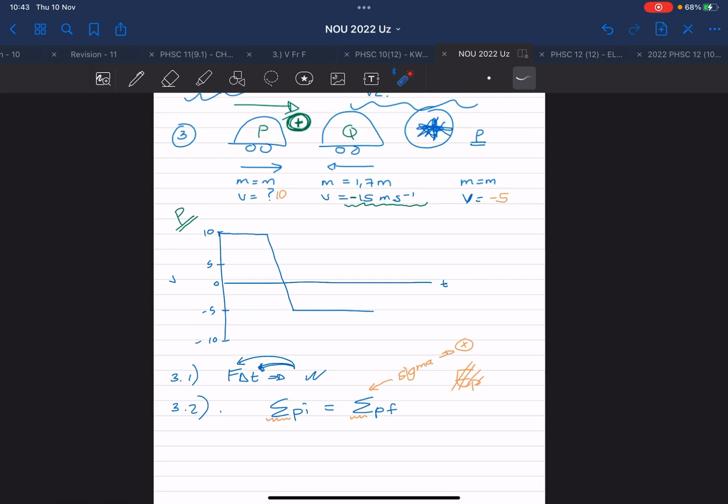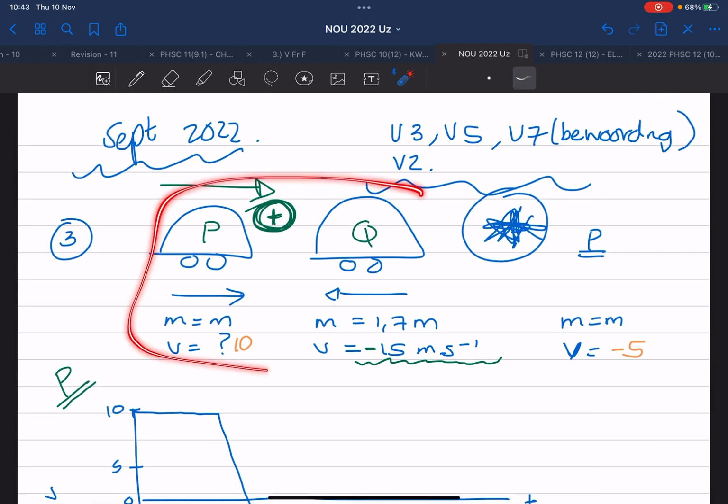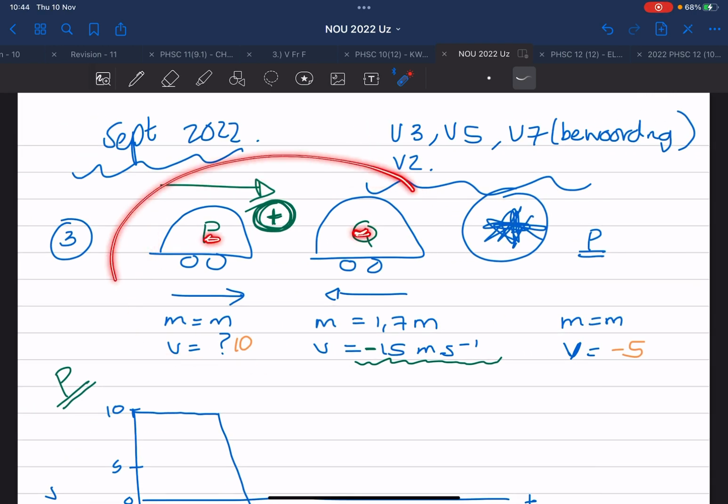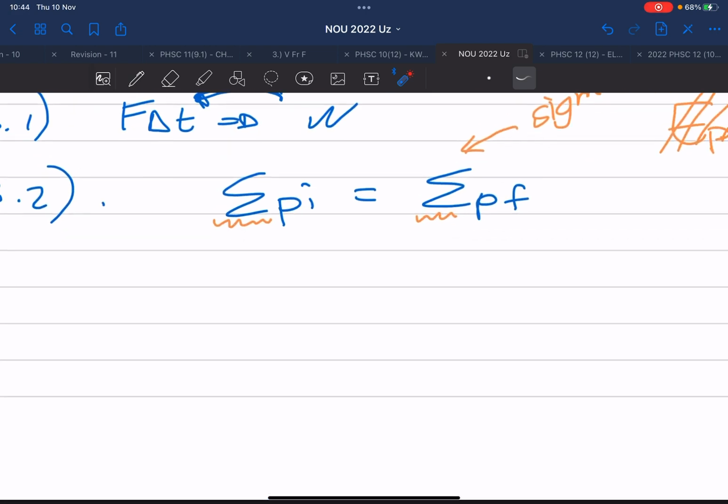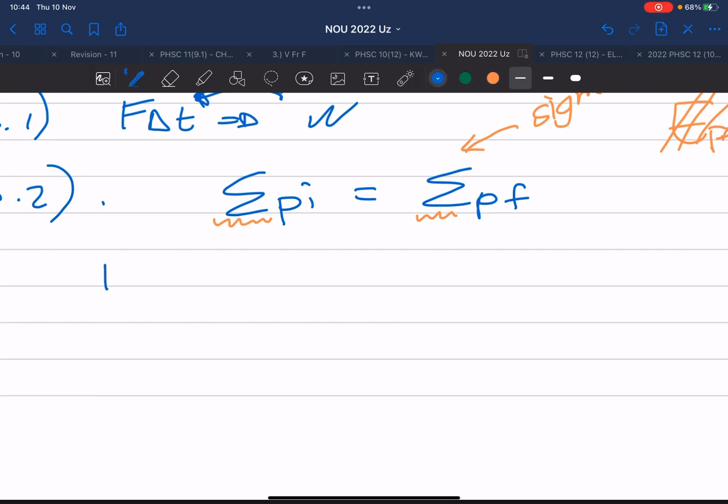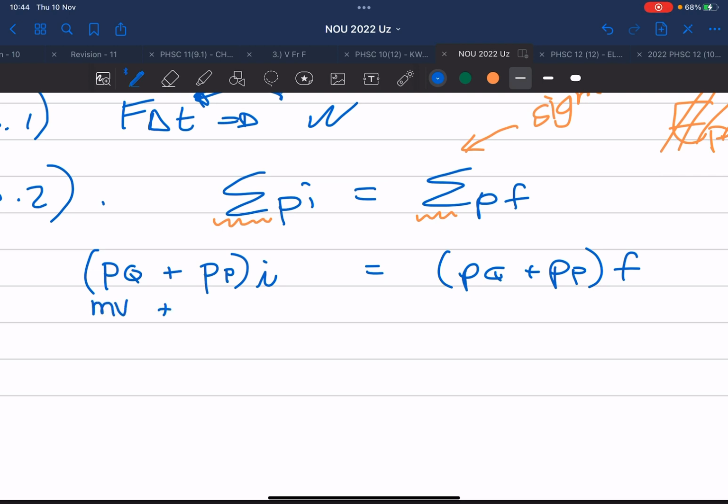Nee. Dis hoekom ek wil hê jy moet 'n prentjie teken. You have 2 different objects at the beginning and then you're going to have your 2 cars at the end. Okay, so this will be the momentum of Q plus the momentum of P at the beginning is equal to the momentum of Q plus the momentum of P at the end. What is momentum? Weer eens 'n formule wat baie mense verkeerd kry. Momentum is on your data sheet.